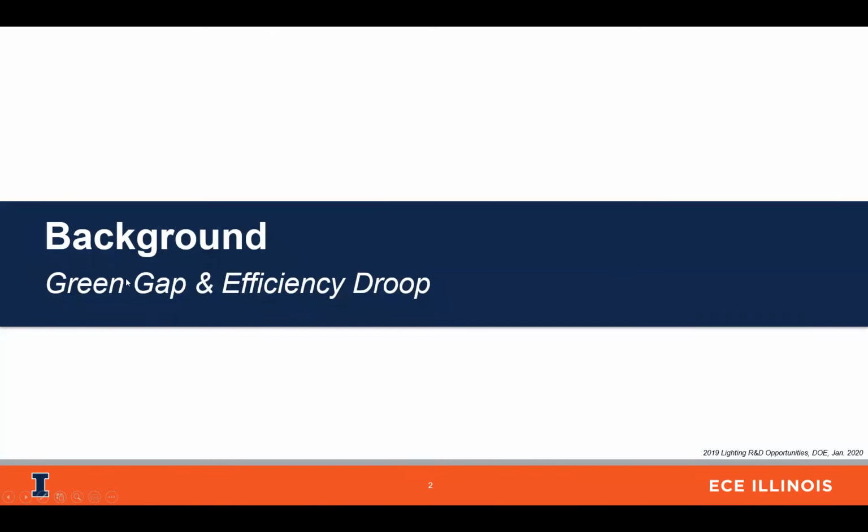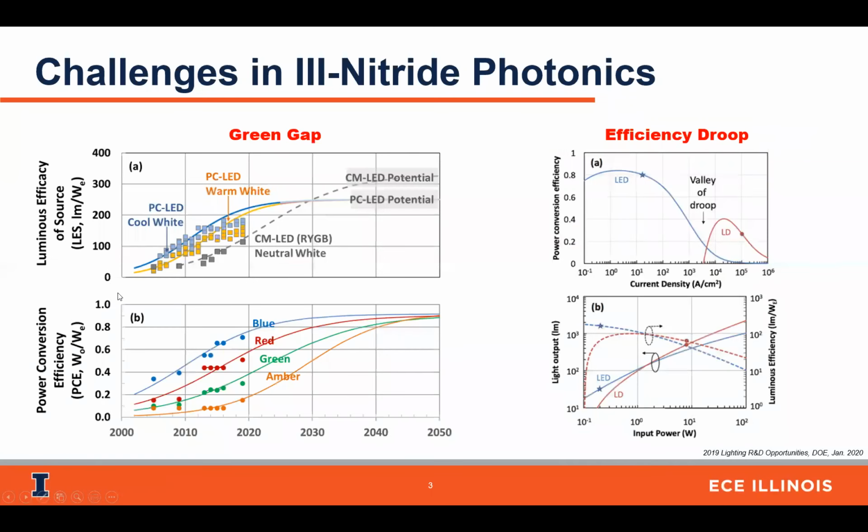Okay. And here I will just briefly talk about the background. As you know, there are a lot of challenges in III-nitride photonics, like the green gap and efficiency droop. The green gap means that the power conversion efficiency decreases as your wavelength goes from blue to green, or from red to green region. You can see in the top figure, PC LED warm white, this is phosphor converted light emitting diodes, and CM is color mixed light emitting diodes. With color mixed light emitting diodes, you have blue, green and red lights combined to produce white light.